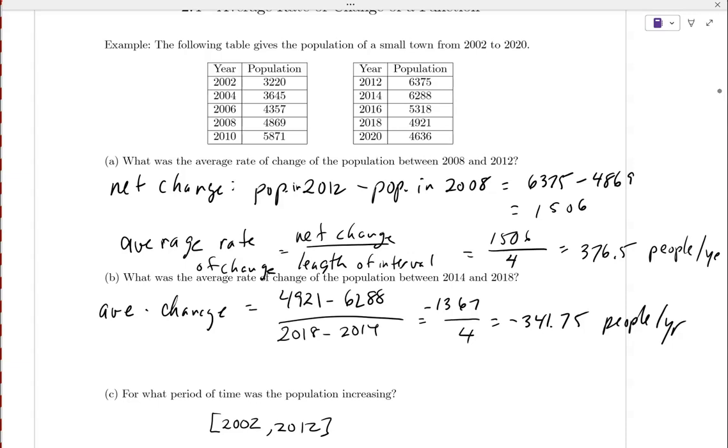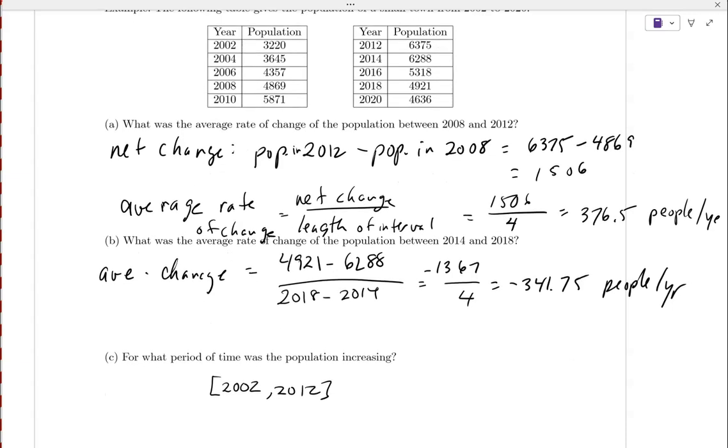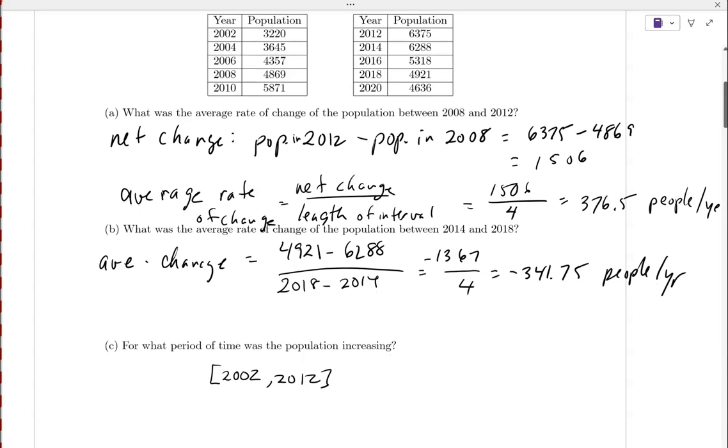I put brackets. You can put parentheses too. I should probably put parentheses because usually we use parentheses for increasing and decreasing. But here we're just reading it off the graph. And you can tell, again, if you did the average rate of change, if I took the big number, the 6375, minus the smaller number, I would get a positive answer, right? So again, a positive rate of change is telling us that the function was going up.